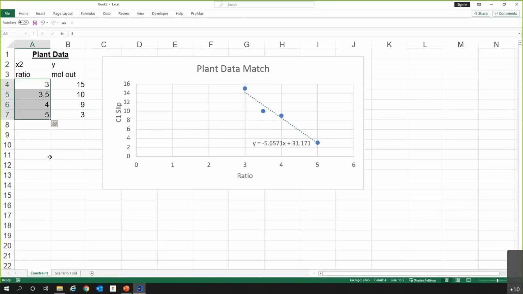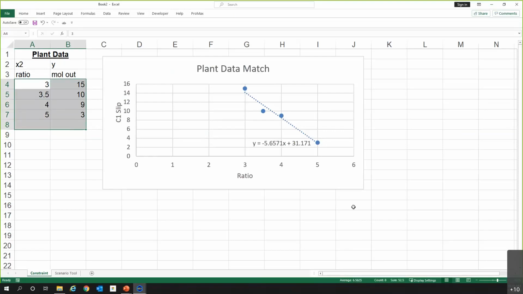ratios. So let's say in January, they had a ratio of 3 and a slip of 15 mole percent methane. In December, they had a ratio of 3.5 with a slip of 10 mole percent, and so on and so on. So these are 4 distinct operating parameters in the past 6 months that Refinery A has shared with us. What we've done is we've plotted them against each other.